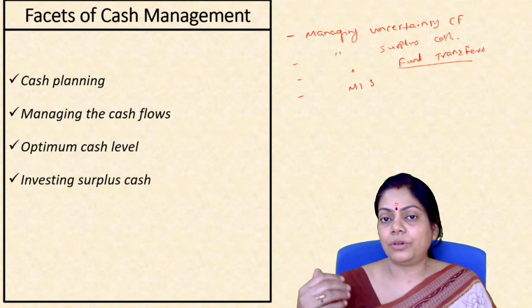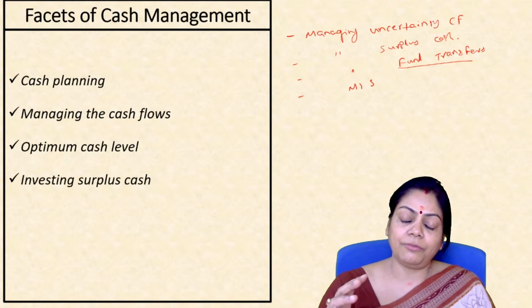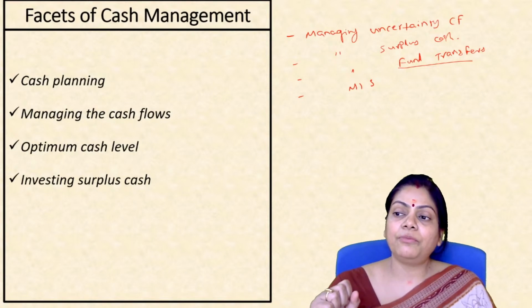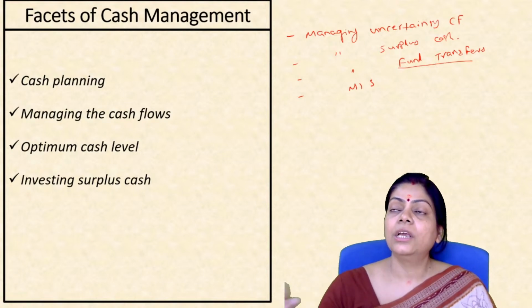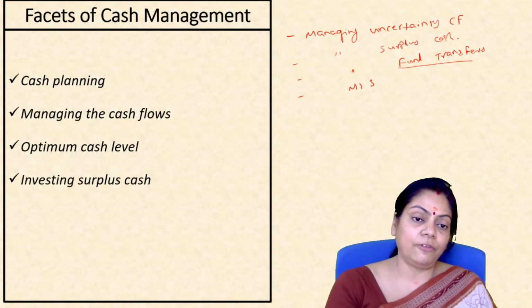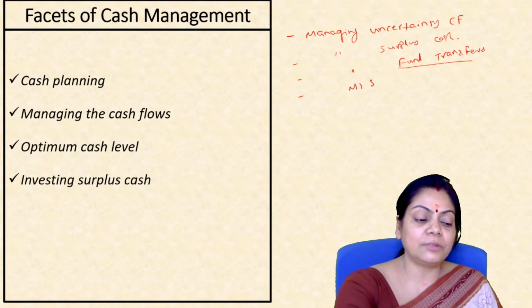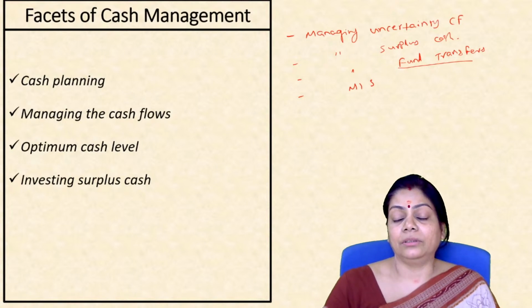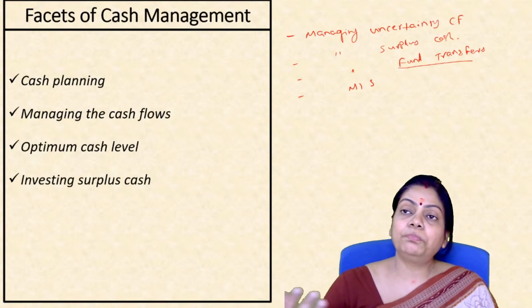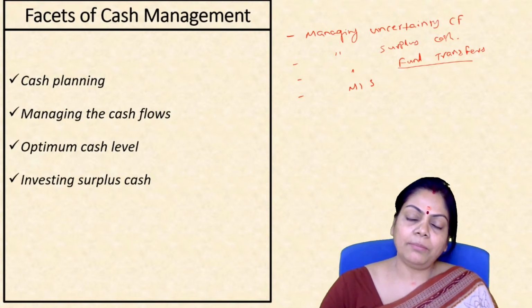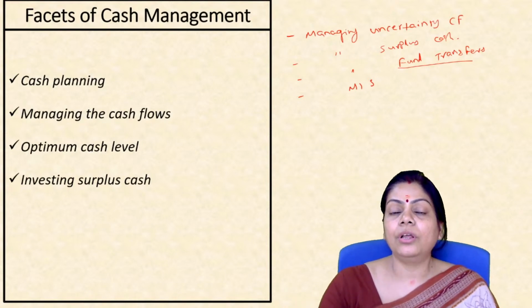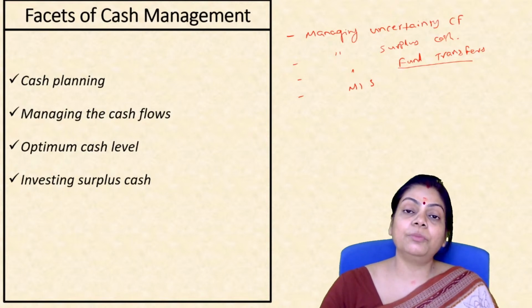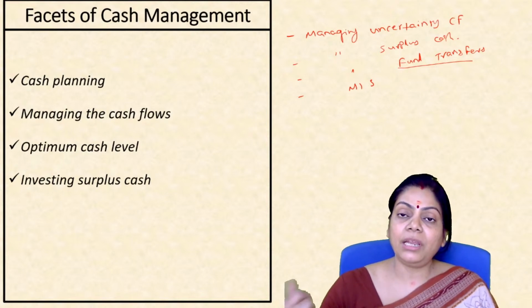So basically what it meant is, when we're talking about managing the cash, in the beginning of the session I told you that we're talking about outflows and inflows, so I'm trying to manage both. I'm trying to speed up my inflows, and I'm going to delay as much as possible, within the legal limits, my outflows.